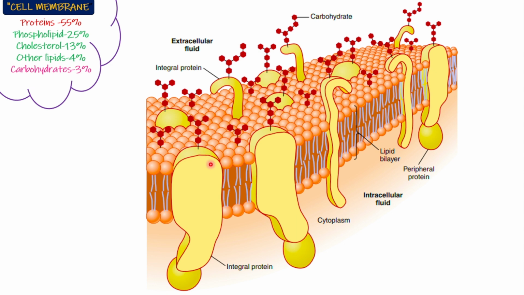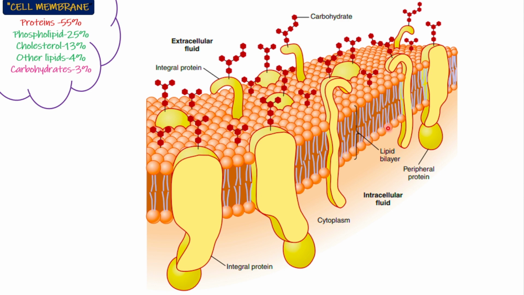Here you can see the proteins, the big ones, the integral proteins. These integral proteins are running through and through the cell membrane. And then on the inside, there are peripheral proteins. Okay, and these outside the cell membrane are the carbohydrates. And the lipids are basically this lipid bilayer. One is this layer of lipids and the other is this layer of lipids.